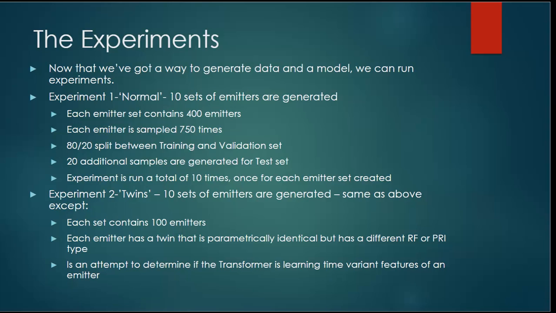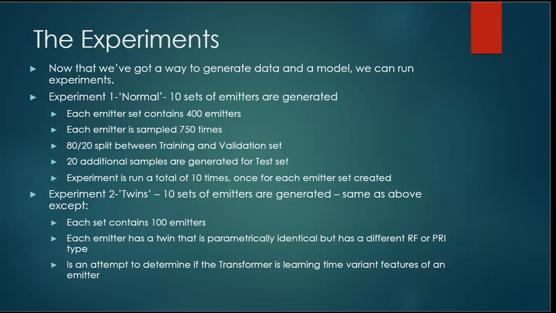In addition, after these samples are generated, a training and validation set are created, with an 80-20 split between training and validation. And then 20 additional samples are generated that are set aside solely for the test set. This experiment is run a total of 10 times, on those 10 sets of emitters that are generated. And then after that, we accumulate results for accuracy and such.